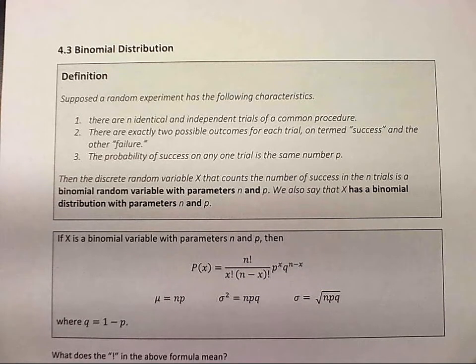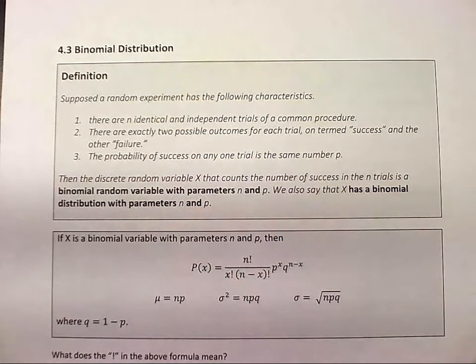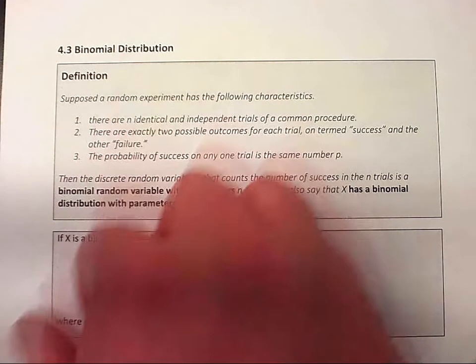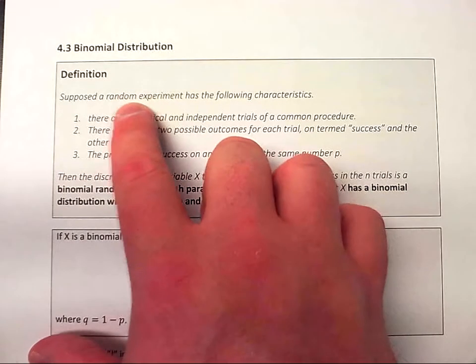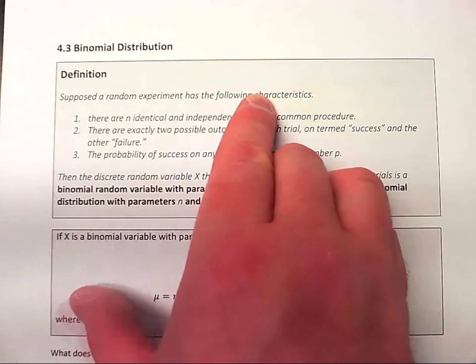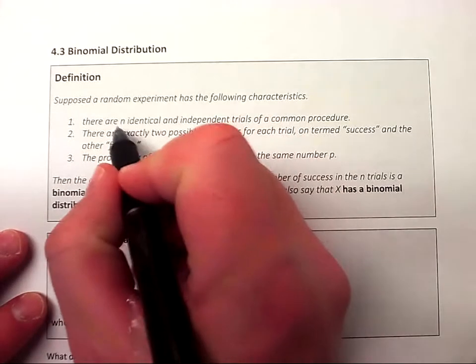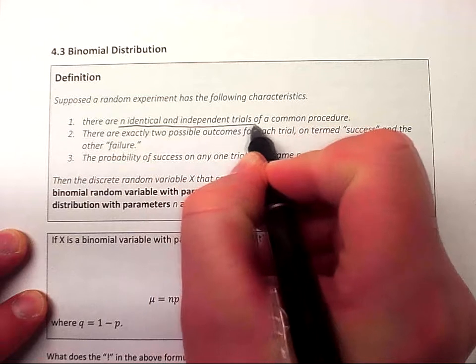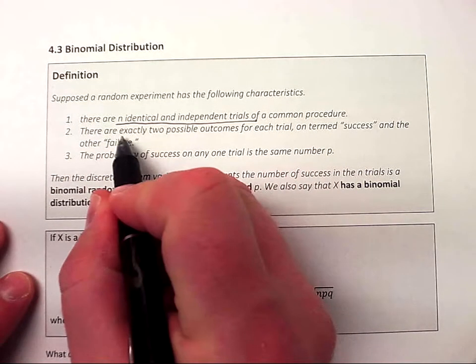Section 4.3 deals with the binomial distribution. So let's first read over this definition for the binomial distribution. There's actually a whole lot of stuff that goes into it. And then once we read over this definition, we'll break it down to make sure that everybody's on the same page. All right, so suppose there is a random experiment that has the following characteristics. There are n identical and independent trials of that experiment. There are exactly 2 possible outcomes.